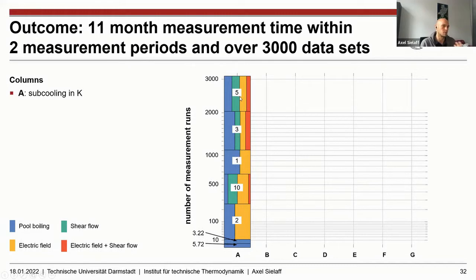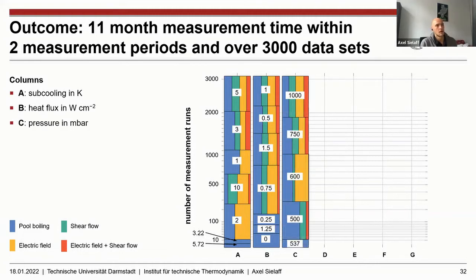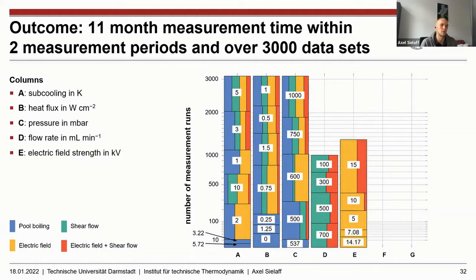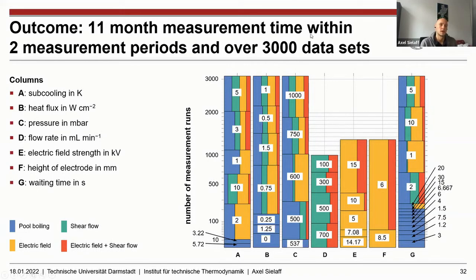So for example, the most experiments we performed were at 5 Kelvin of subcooling, then 3 Kelvin, 1 Kelvin, and so on. We performed heat fluxes between 0 and 1.5 watts per square centimeter. At 0 watts, we just looked at the influence of the laser when we shoot into the cavity. We varied the pressure between 500 and 1,000 millibars. The flow rate in the experiment was changed between 100 and 700 milliliters a minute. For sure, not so many experiments, because we haven't used shear flow in all of the experiments. The same with the electric field. We varied it between 5 and 15 kilovolts at a distance of 6 or 8.5 millimeters. And the largest parameter range we changed was the waiting time, between 1 and 30 seconds.